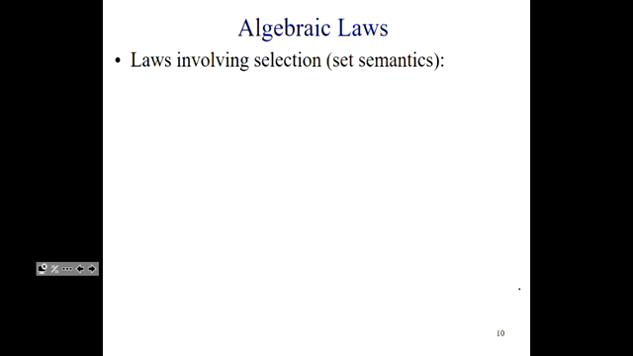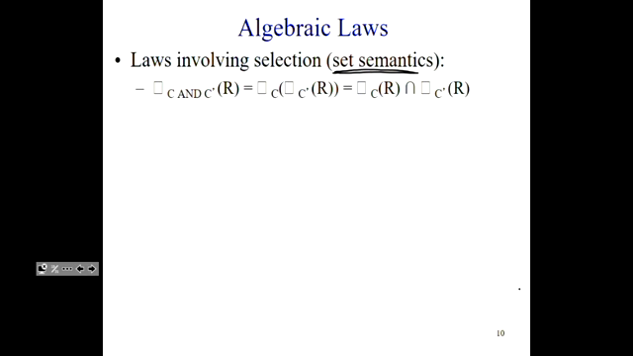sigma and pi. In this case, I'm focusing on set semantics. As it turns out, sigma and projection work differently for set semantics and bag semantics, so I'll get into that in a second. The simplest law for selection is this. Let me write this out first before I explain it.